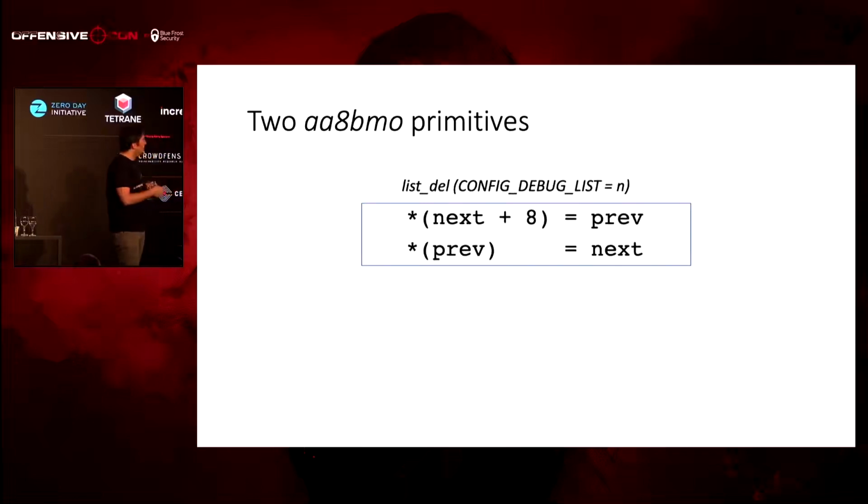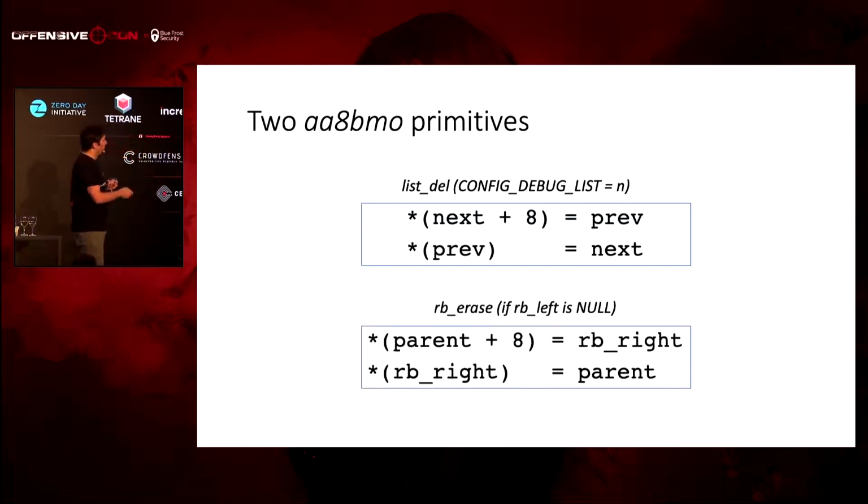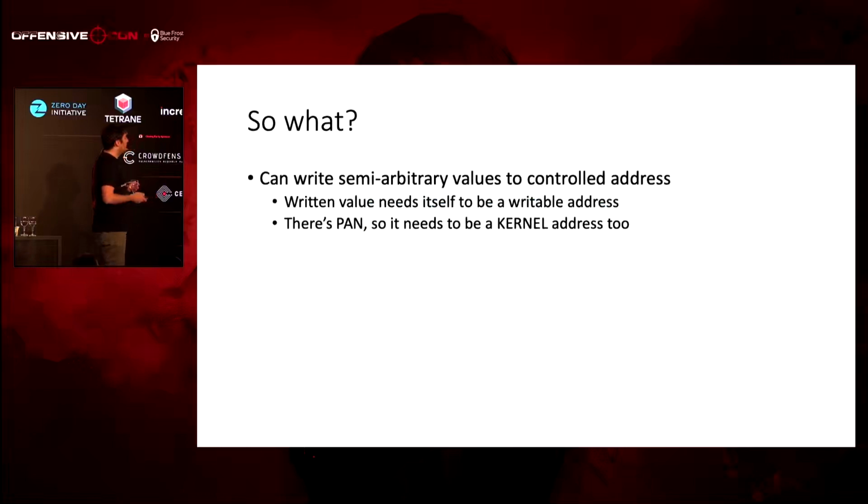The first one depends on CONFIG_DEBUG_LIST, which is set sometimes, but anyway. And the second one is basically, if you set the left part of the arbitrary to null, then you get this. So that means that you get the very same primitive through two different functions. If you set it to something different from null, then you just get a cascade of stuff that you don't want to think about. So just simplify, set one to null, and that's the fastest path through the function. So with these two, we can write semi-arbitrary values to controlled addresses.